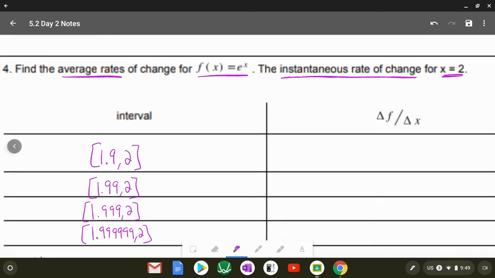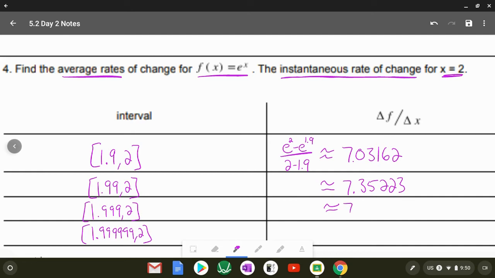So when I do the average rate of change in the right column, again, what we're showing is e to the 2 minus e to the 1.9 over 2 minus 1.9. Now for these, you're going to need a calculator. So you're just going to go ahead and type these into your calculator. Make sure you type them in on your own so that you're aware of how to type them in. But after you do 2 or 3 of them, you can just write down the ones that I've done. And then the next one.